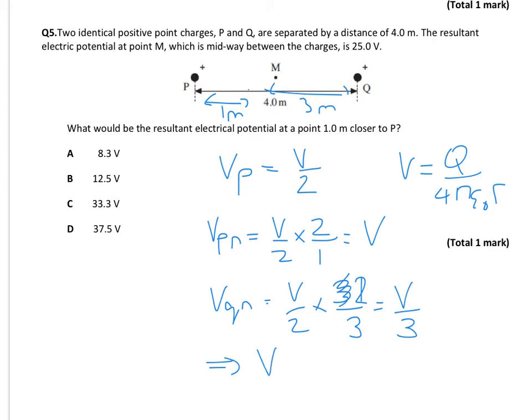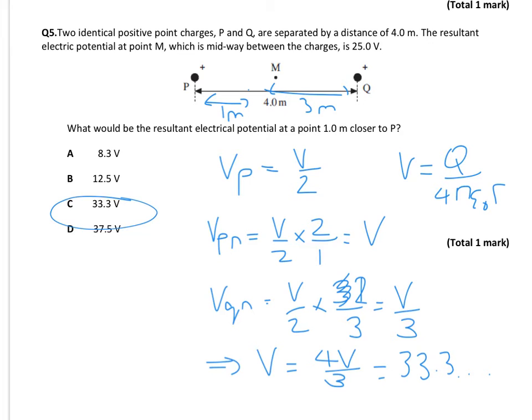So that means the total potential now is actually 4V over 3, and that is going to be equal to 33.3, which is answer C. So the key principles here were recognizing that each of them was originally half of V, and then we've got this relationship here, so essentially take the old, multiply by the old distance, divide by the new distance, same thing here, add them together, and then you get this potential here.